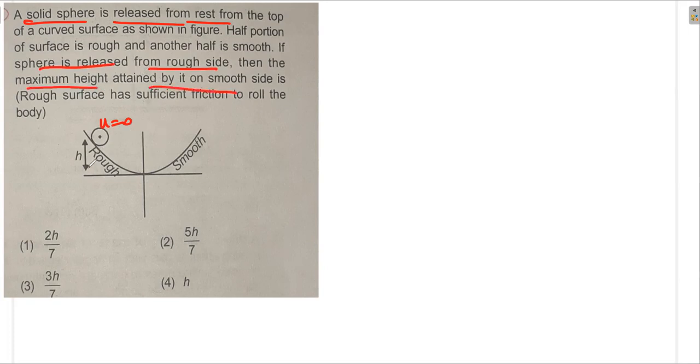You see, when they say rough, what they are saying is it is pure rolling. It's going to start rolling. So whenever you have a height problem or speed problem coming in, we have to use energy ideas. First I'll look at this point. Let's say this is point A and this is point B. So I can say it starts with some energy, so I can use energy conservation.